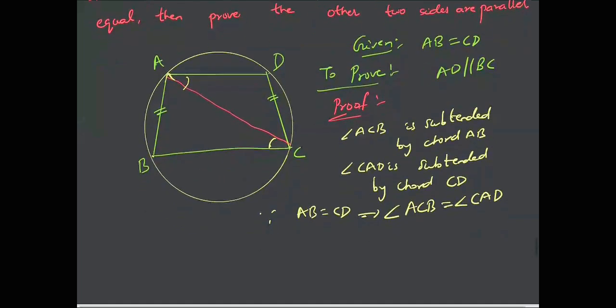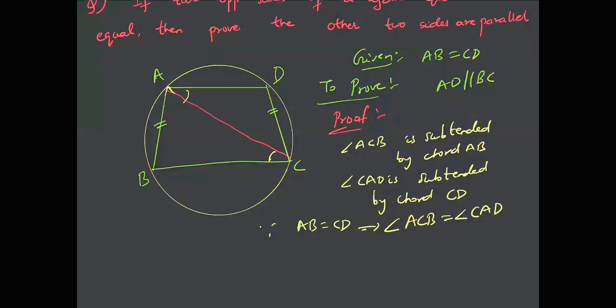Because yesterday we studied that equal chords or equal arcs subtend equal angles at the center. In fact, that is the definition of congruent arcs: the arcs which subtend equal angles at the center. And congruent arcs have congruent chords, that is, equal chords. So equal chords subtend equal angles at the center. So they also subtend equal angles at the circumference, because the angle at the center is twice the angle at the circumference. So angle ACB is equal to angle CAD.